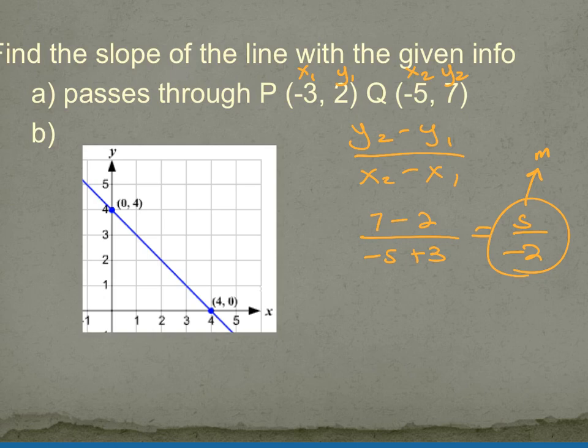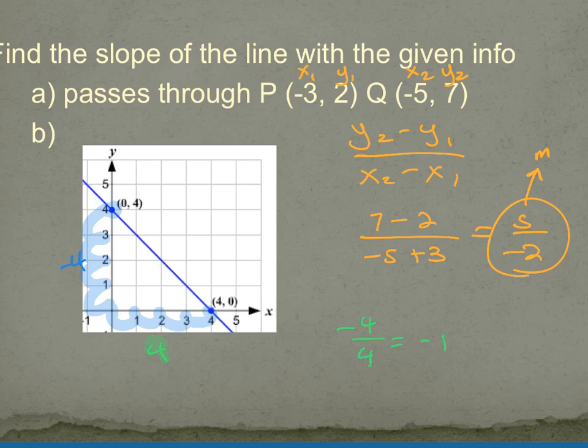For B, you can do the same thing. I can use the points that they give you, or you can physically count your rise and your run. So rise, if I start at the top and work my way down, that's 1, 2, 3, 4. That's a negative 4 because I went down 4. And then run 1, 2, 3, 4. That's a positive 4 because I went to the right 4. And I do rise over run, and then simplify, I get negative 1.